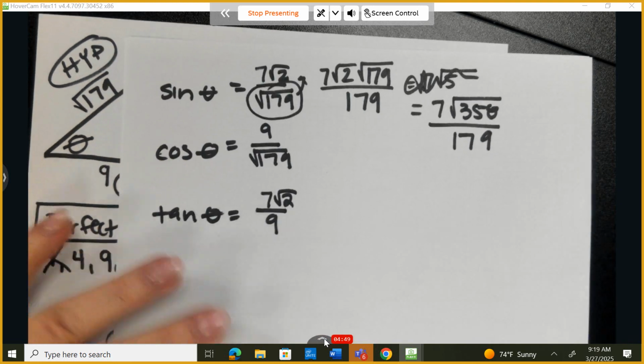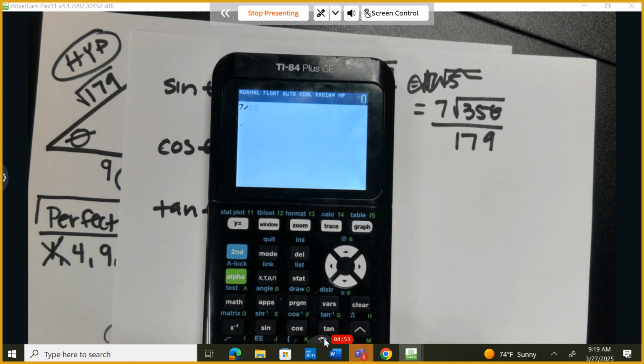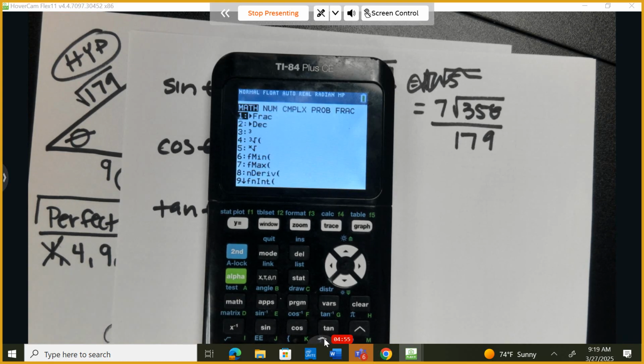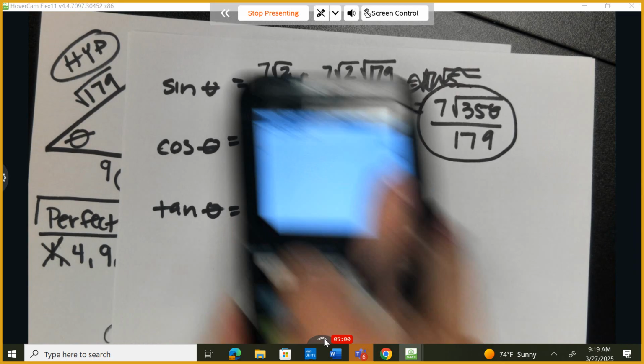Okay. Also, I need to check, can 7 over 179 be broken down? 7 divided by 179, I'm going to hit math fraction, enter, enter. We can see it cannot be broken down. This is my final answer.